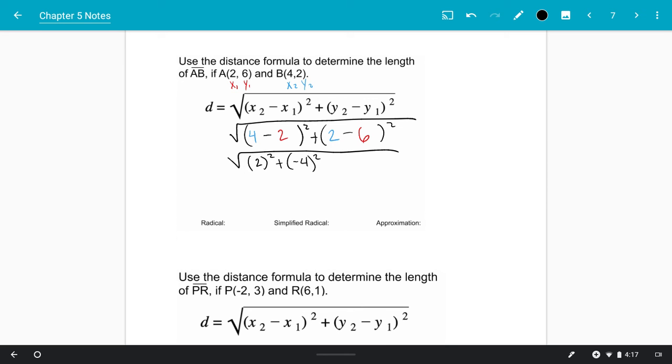So you'll notice I always write things in parentheses, because if you type it in the calculator that way, it will work out fine. So we get 4 plus 16, and that equals 20. So that's our radical.